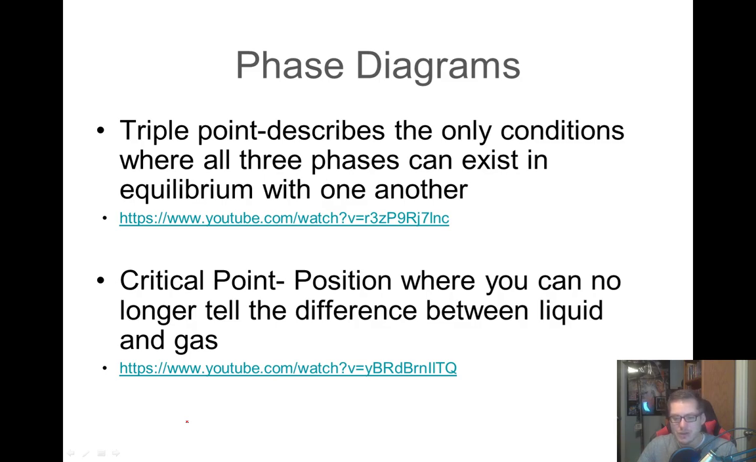Anyway, this video here is pretty awesome. It shows a substance reaching its critical point. They add a bunch of temperature or heat in order to reach the critical point. So you need to know the definition of these two things and where to find them on a phase diagram.